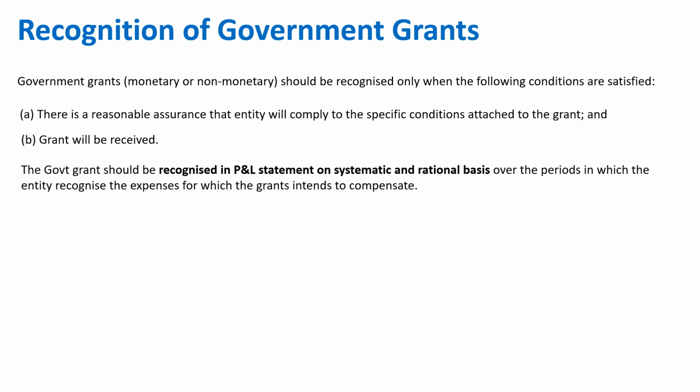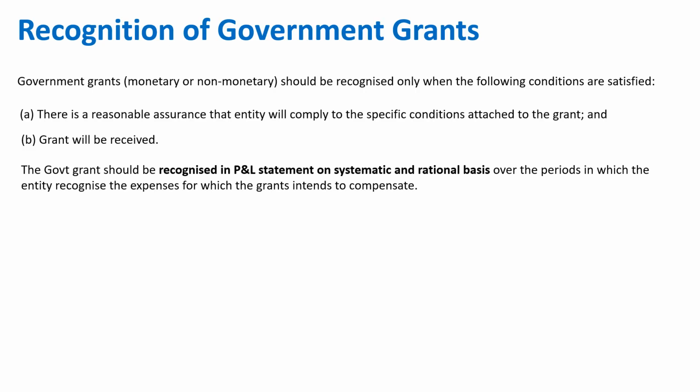The government grant should be recognized in the profit and loss statement on a systematic and reasonable basis over the periods in which the entity recognizes the expense for which the grant is intended to compensate. That means if there is a condition and based on the condition you are going to spend money to fulfill it, similarly the government grant has to be apportioned to the profit and loss account based on the expense you have incurred.